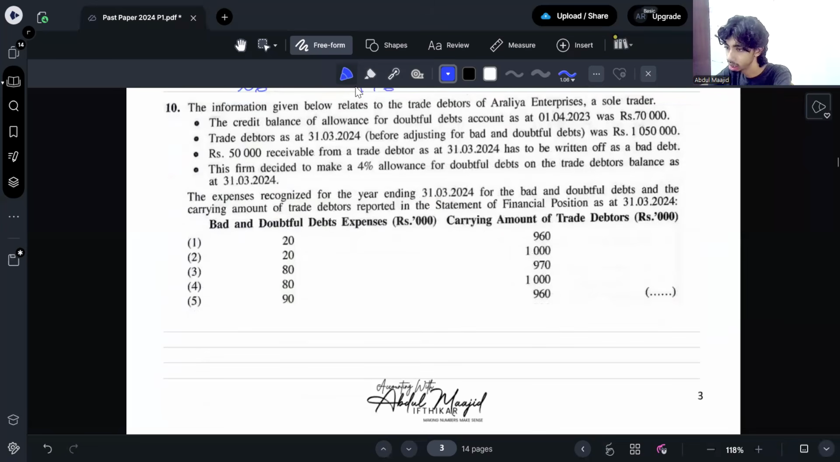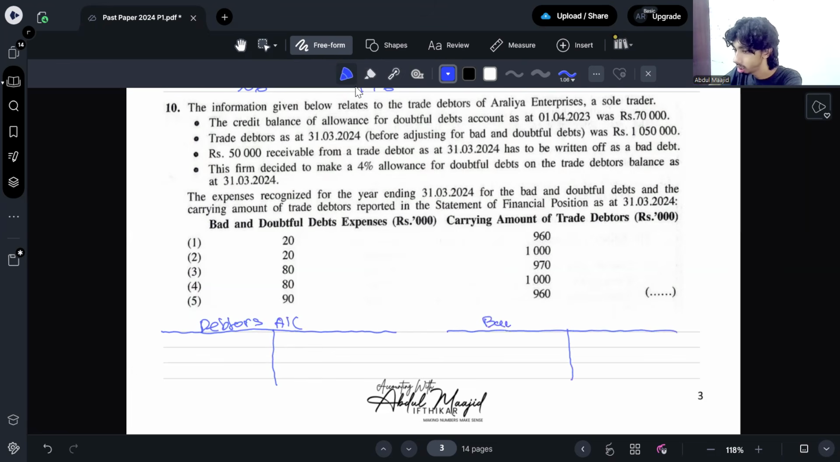The information given below relates to trade debtor of Aurelia Enterprise. Bad and doubtful debt, carrying amount of trade debtor. Okay, I'll prepare a debtor's account and a bad and doubtful debt account. The credit balance of allowance for doubtful debt account was 70,000, BBF 70,000. Trade debtor before adjusting for bad and doubtful debt 1,050,000, BBF 1,050,000. Rupees 50,000 receivable from a trade debtor has been written off as bad debt.